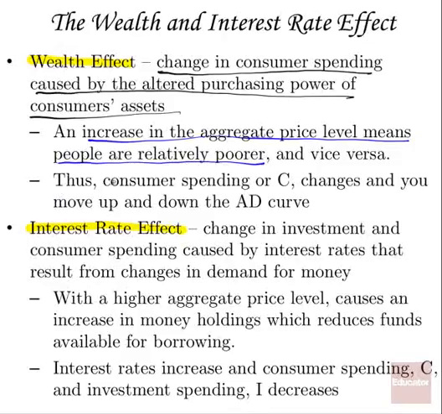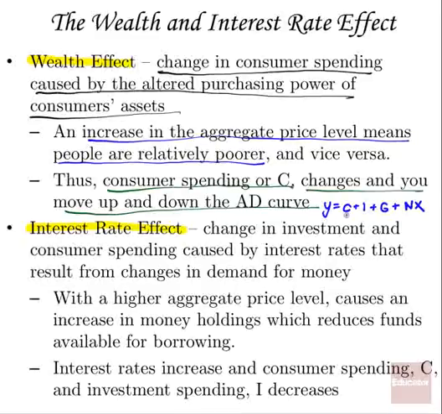Thus, consumer spending, or C, changes, and you move up and down the aggregate demand curve. Because recall the equation here, and this equation will be referred to constantly in this course: Y equals C plus I plus G plus NX. What ends up happening is that C is going to change here. So this is going to cause movement up and down the aggregate demand curve here.